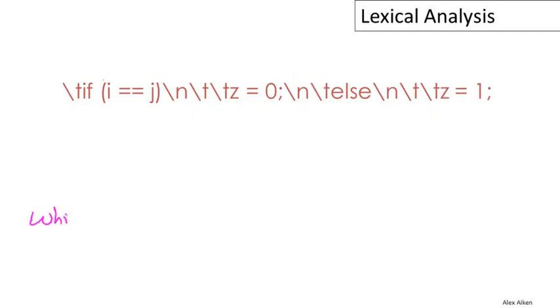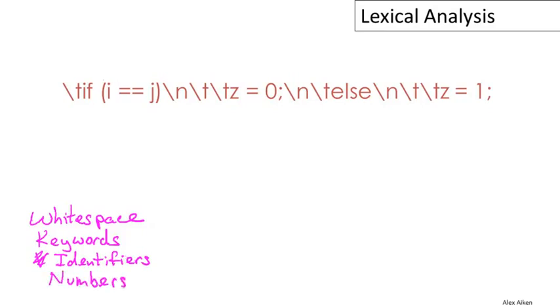We'll need white space. And so this is sequences of blanks, new lines, tabs, things like that. We'll need keywords. And we'll need variables, which we'll call identifiers. And we'll need integers, and I'll call those numbers here. And then we're going to have some other classes, things like open paren, close paren, and semicolon.